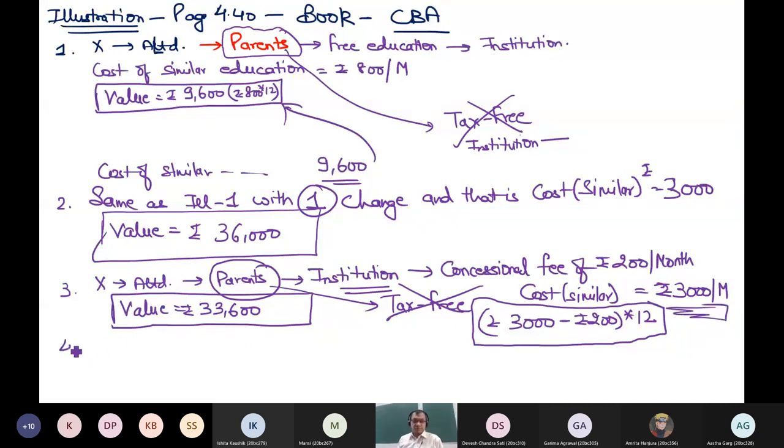Fourth point. I hope it is clear. Any problem, you unmute and ask. X is an employee of A Limited. His parents are provided education in an institution.